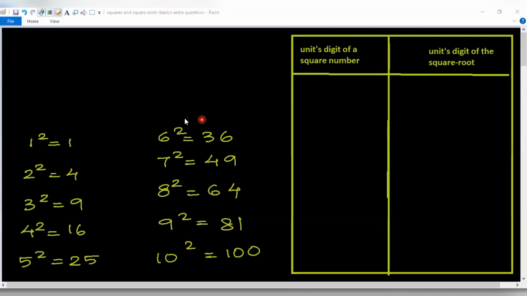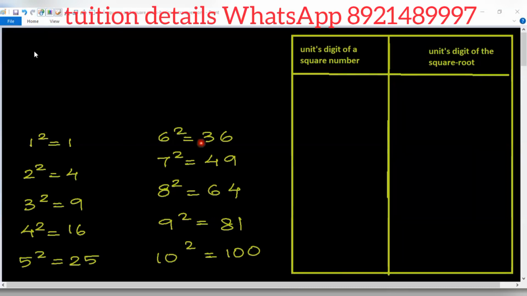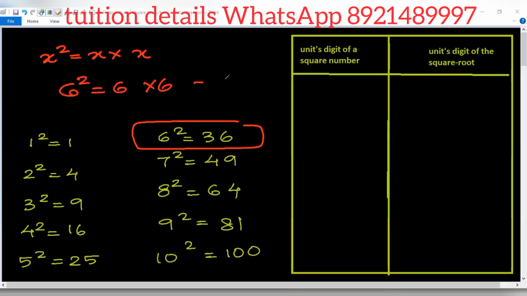Hello everyone. In this video, we are going to discuss the basic concepts of squares and square roots. So what do you mean by the square of a number? X square means x into x. See here, 6 square. 6 square means what? 6 square is 6 into 6, which is 36. That is basically what is known as the square of a number.